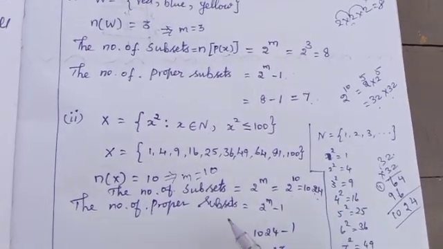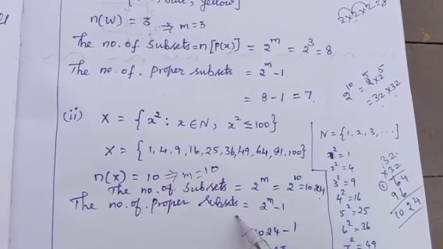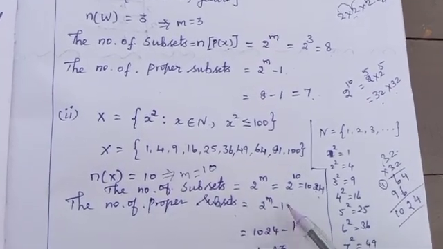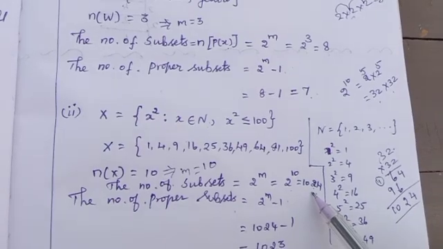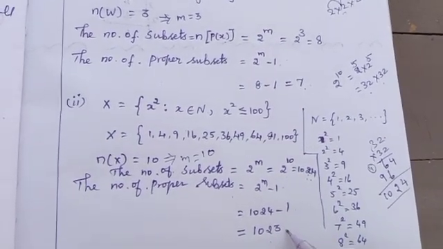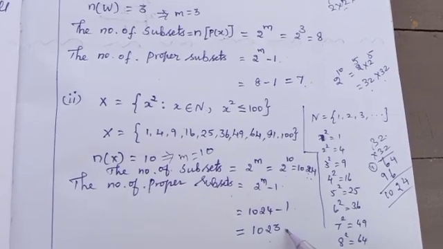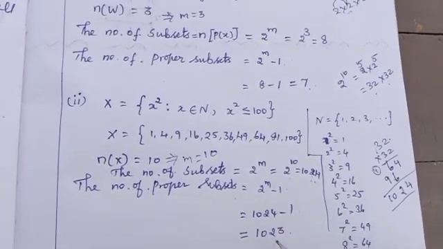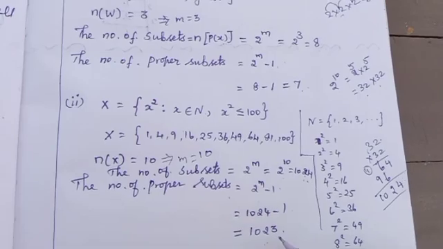The number of proper subsets, what's the formula, students? 2 power m minus 1. 2 power m, what we found? 1024 minus 1, 1023. So number of subsets equal to 1024. Number of proper subsets is equal to 1023.